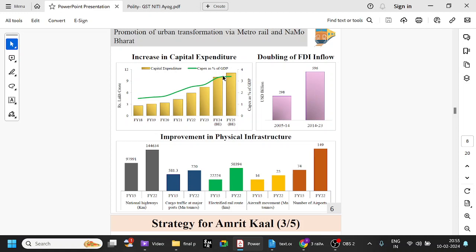Now regarding doubling of FDI inflow. In this, obviously you have to remember that it has doubled, and more than that, you have to remember what the FDI inflow is approximately. So around 600, you can say 596 or 600. So we have around $600 billion of FDI inflows. Try to remember that. And it has doubled over the last decade or so. It has doubled, FDI inflow near 600.